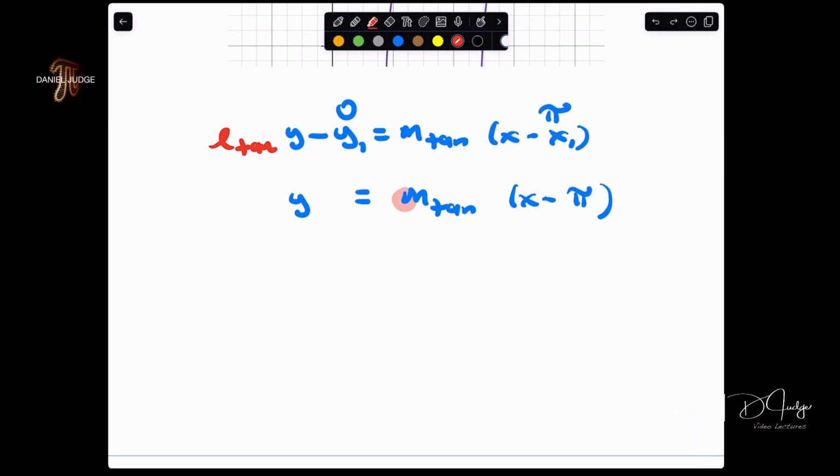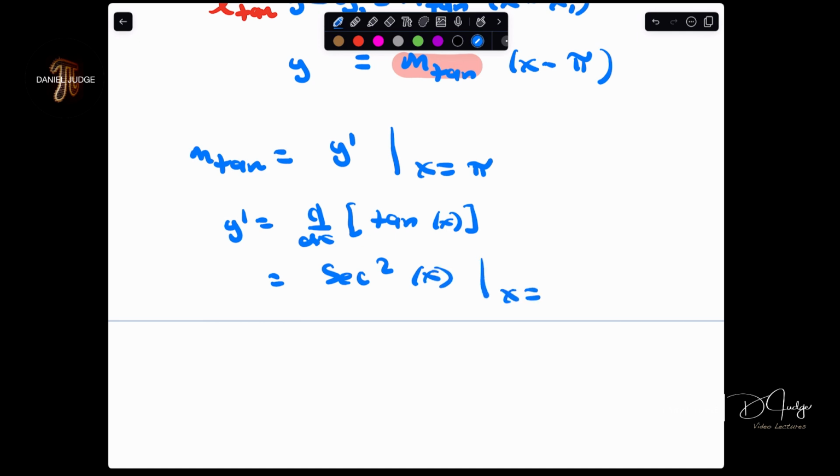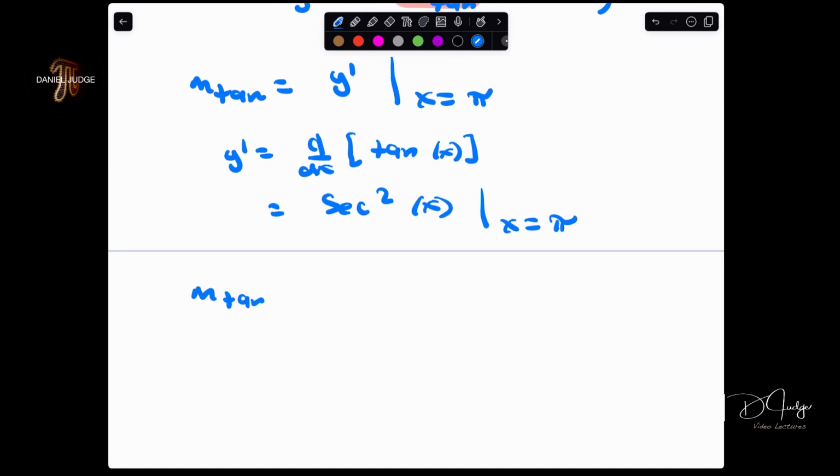So let's find our m tangent again. That definition is the derivative evaluated at x equals pi. So we need the derivative of tangent. The derivative of tangent is secant squared, and we have to evaluate this if we're going to get m tangent here. So m tangent is going to be secant squared of pi now. We want to know what this is.